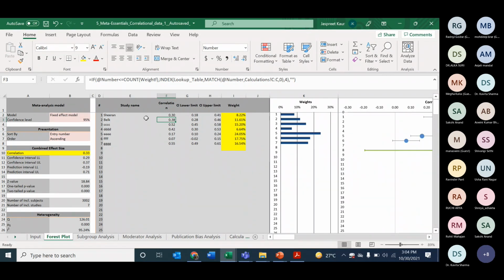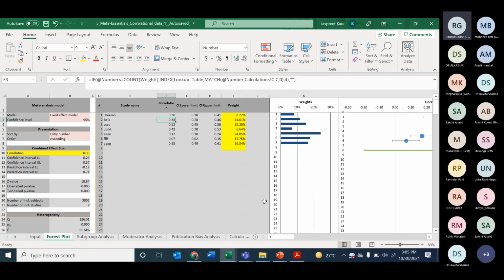Similarly, in the second study of Belk, where the correlation value between, again, urge to buy and perceived usefulness is 0.38, the confidence interval, which means that the effect size of 0.38 could vary from 0.28 to 0.46. That is what the lower limit and the upper limit or the confidence interval mean.